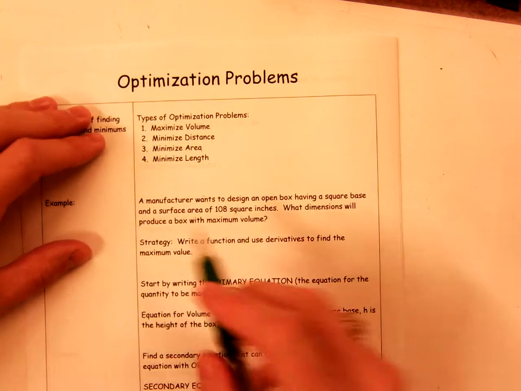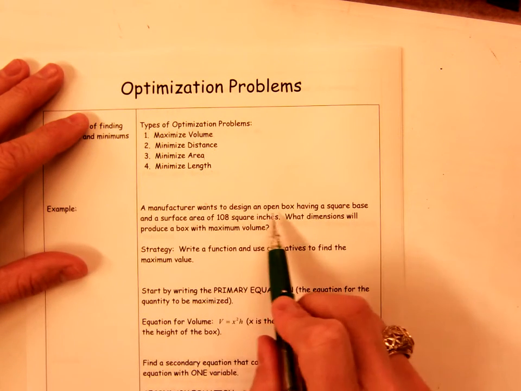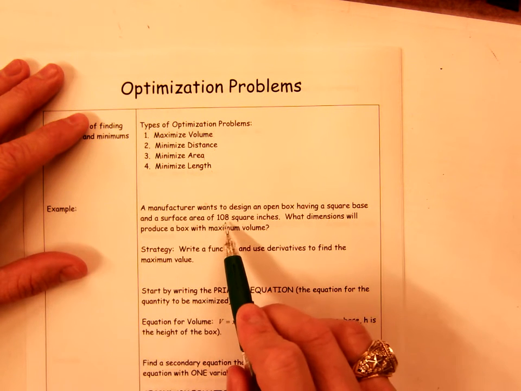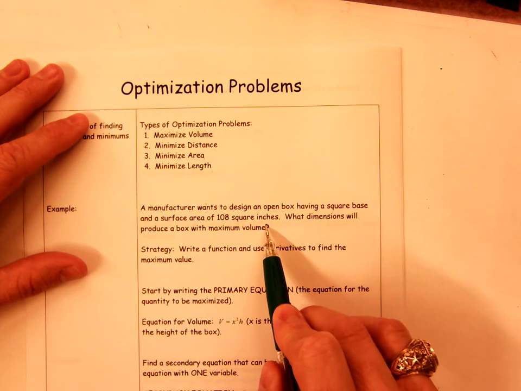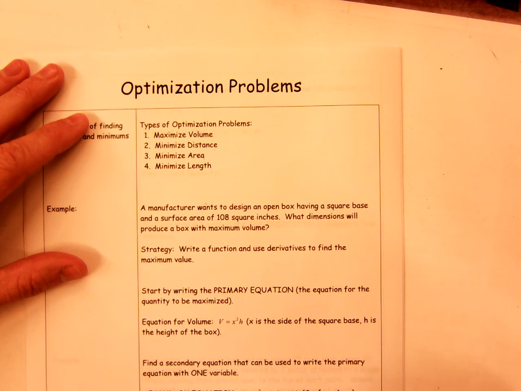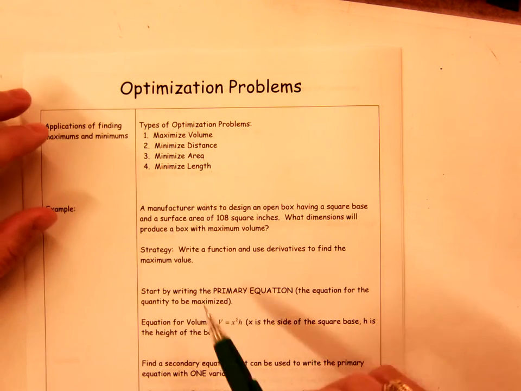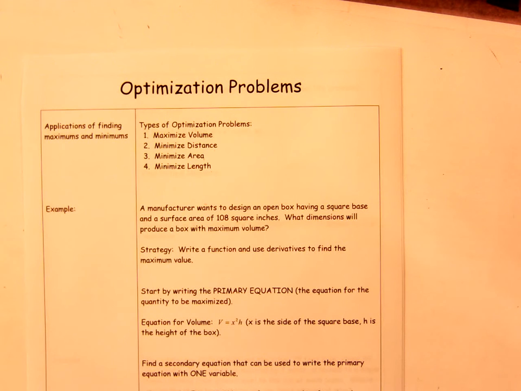So an example. A manufacturer wants to design an open box having a square base and a surface area of 108 square inches. What dimensions will produce the box with the maximum volume? Okay, so you want to minimize the amount of surface area because that's what you're paying for as far as materials, and you want to maximize the amount of volume that goes in there. So the strategy.